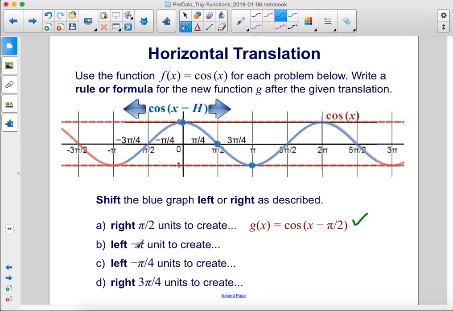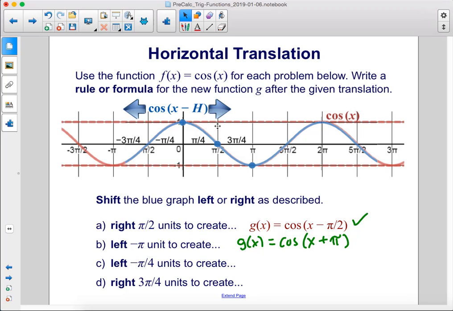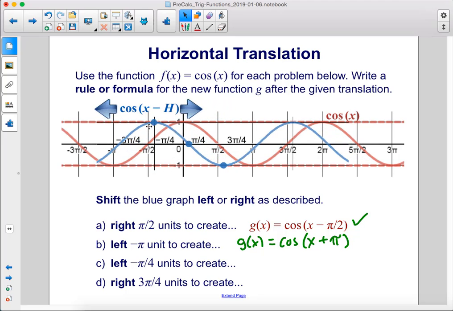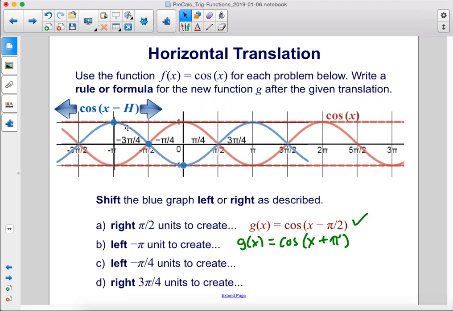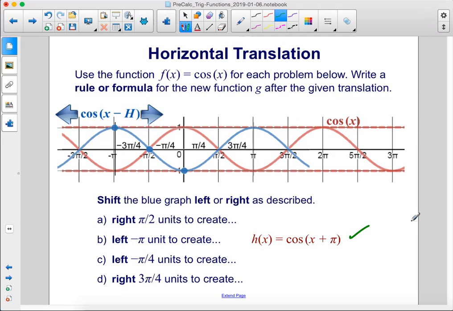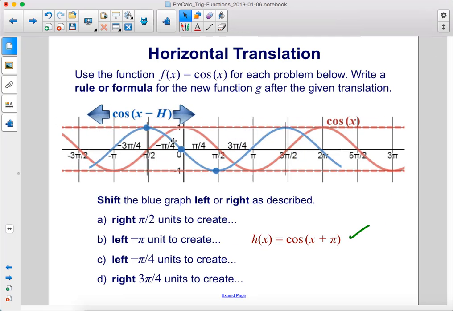Now we have left pi units. So h is negative pi. So g of x is going to equal cosine of x minus negative pi. And minus negative is going to turn into a plus sign. So we have cosine of x plus pi. So that moves it to the left pi units, which is 2 blocks. So it looks like that. And there we go. Now let's move this back to the starting position.